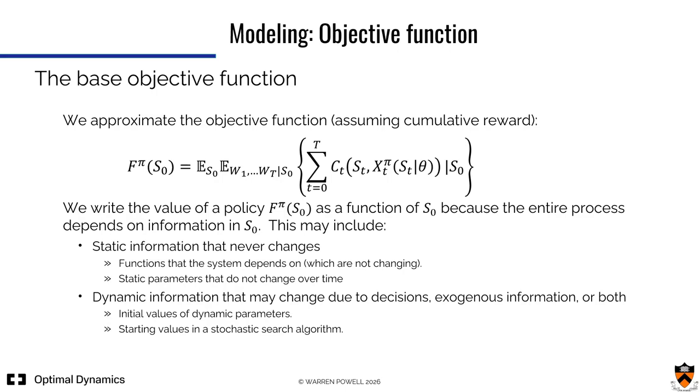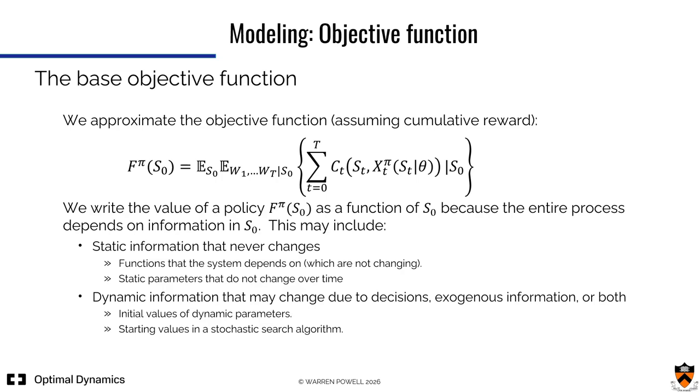It includes static information that never changes. Functions, for example, I may just fix a demand function or forecasting function, but there can be static parameters that don't change over time. There can be physical parameters like the standard temperature of a human body or the maximum speed of a car or the point at which water freezes. And then there's a lot of dynamic information. These are initial values. The S0 will contain the initial values of dynamic parameters.